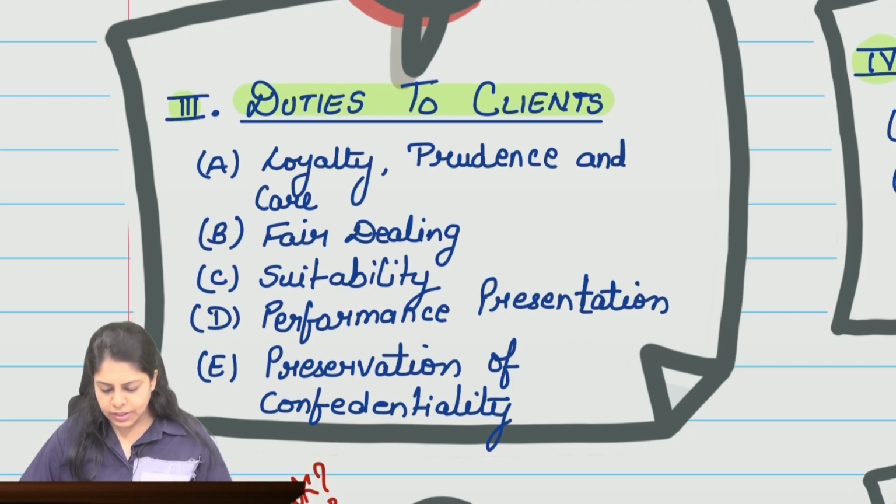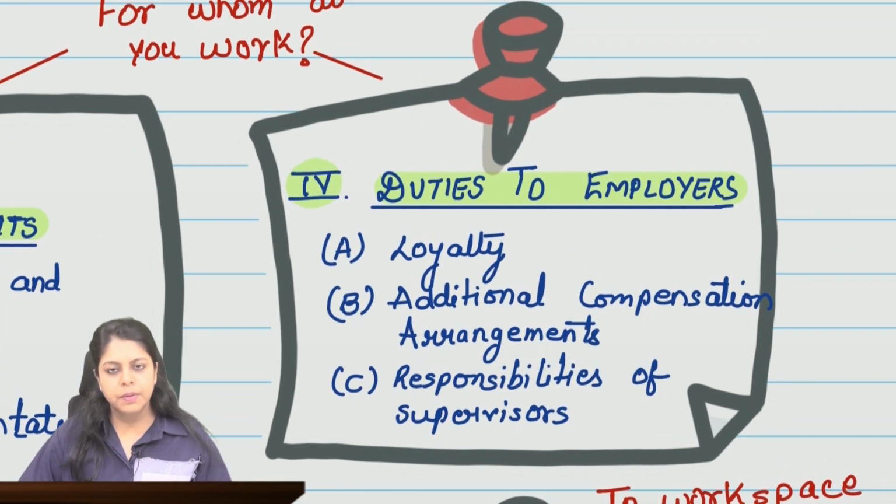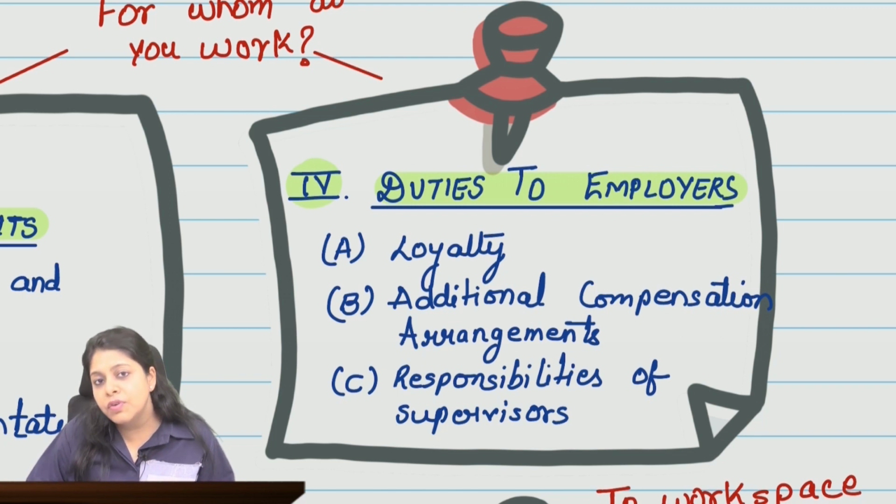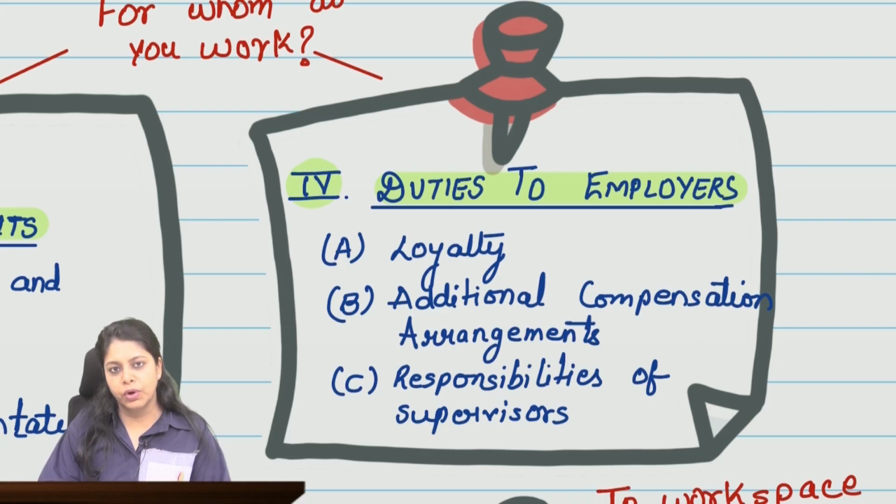The next standard is duties towards our employers. Like in duties to clients, we read about loyalty. Here also the first subsection is loyalty towards your employers. You must always let your employers use the skill that you have. You must never cause any harm to your employers. You must always be loyal to your employers.